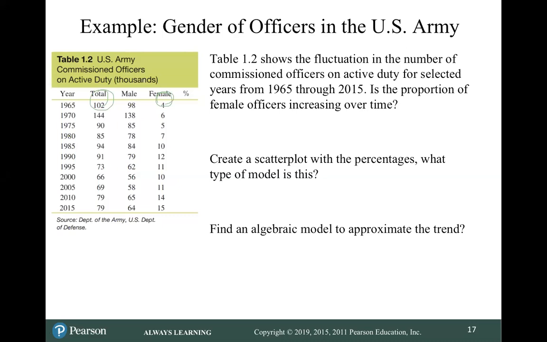So to calculate this, we would do 4 over 102, turn that into a percent, and we would get 0.039, which becomes 3.92%. We're going to do that for each of these. I'd like you to go ahead and pause the video to fill out your percentages, and then I will resume the video and fill in that percentage column as well.